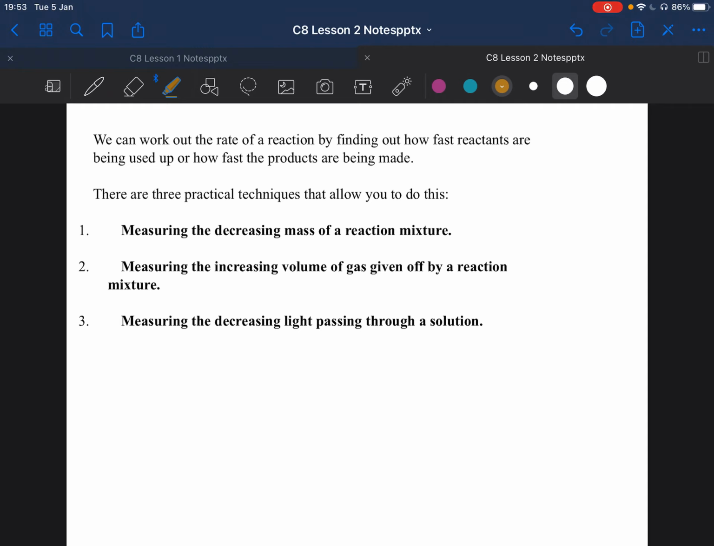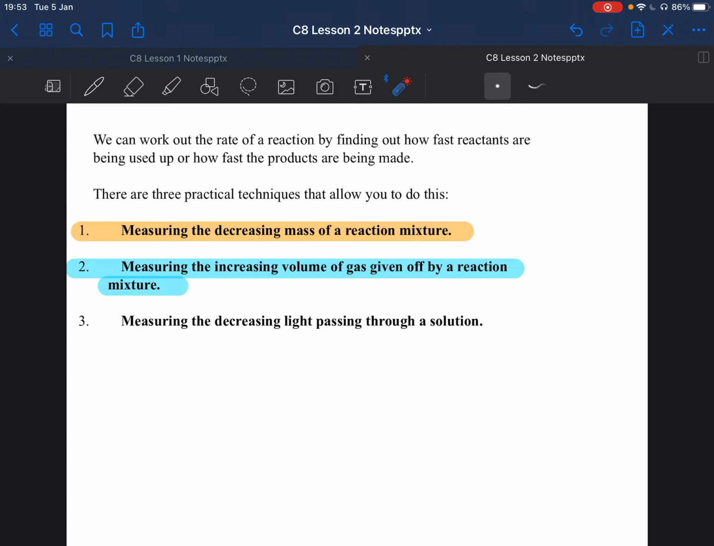So the first method that we've got is this one here, and this is measuring the decrease in mass of a reaction mixture. Now, the first method and this second method both require you to pick a reaction that will produce a gas. In the first one, you will measure how much gas is lost, and so the mass goes down over time. And in the second one, you would actually collect the gas that's produced and then work out how much is produced over the time period.